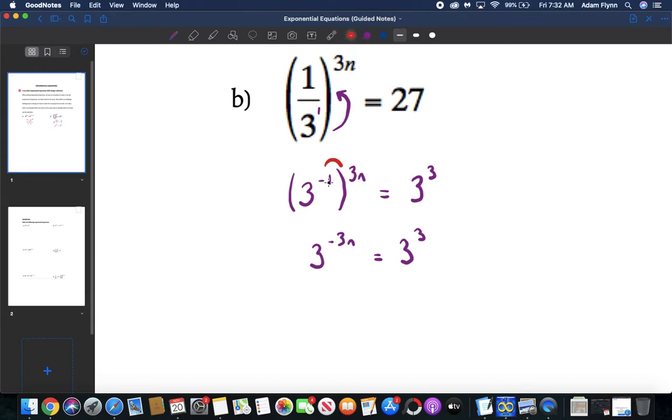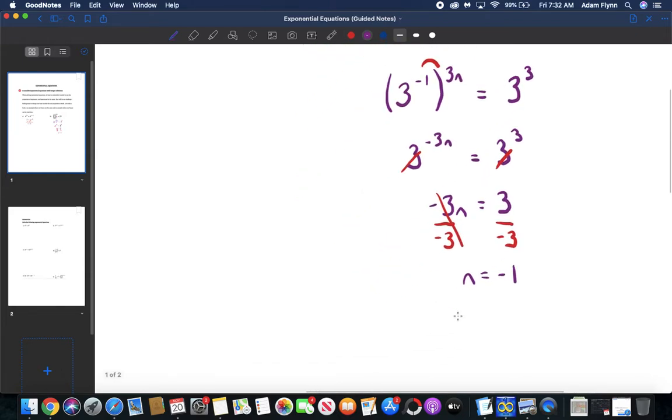At this point, I have the same base. I can't simplify the left and I can't simplify the right, but because I have the same base, I know I can just cross out my bases and write an equation using my exponents. So on the left side, I've got negative 3n equals positive 3 on the right side. From here, I will isolate my n by dividing both sides by negative 3. When I do that, I will end up with n equaling 3 divided by negative 3, which is going to be negative 1. And that would be my solution.